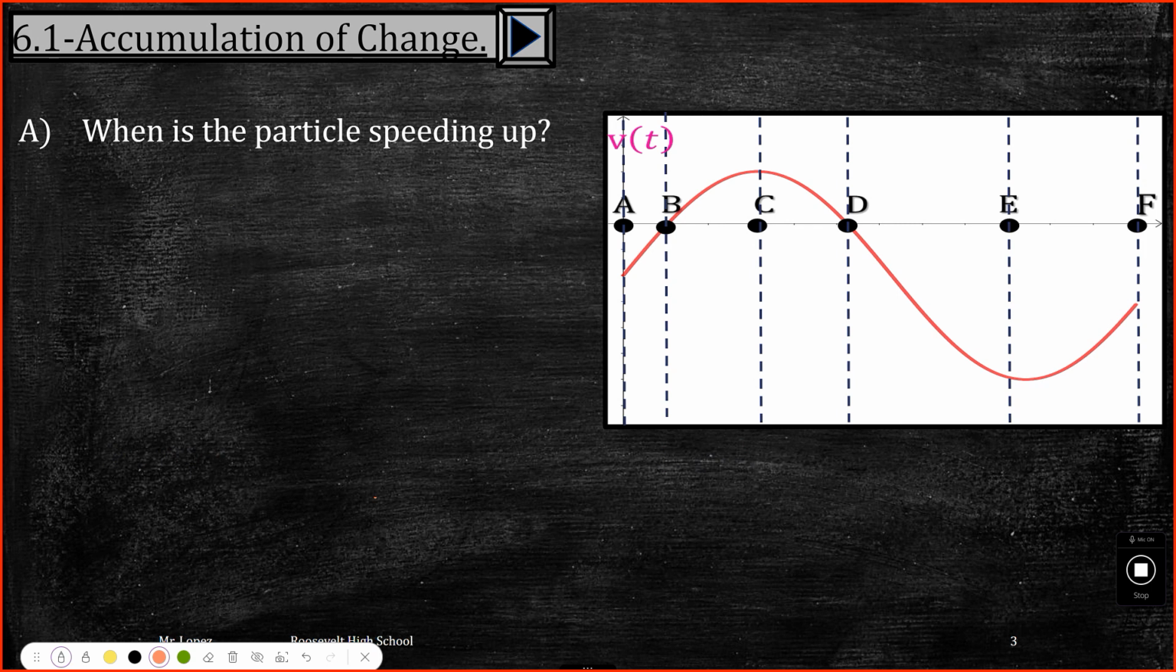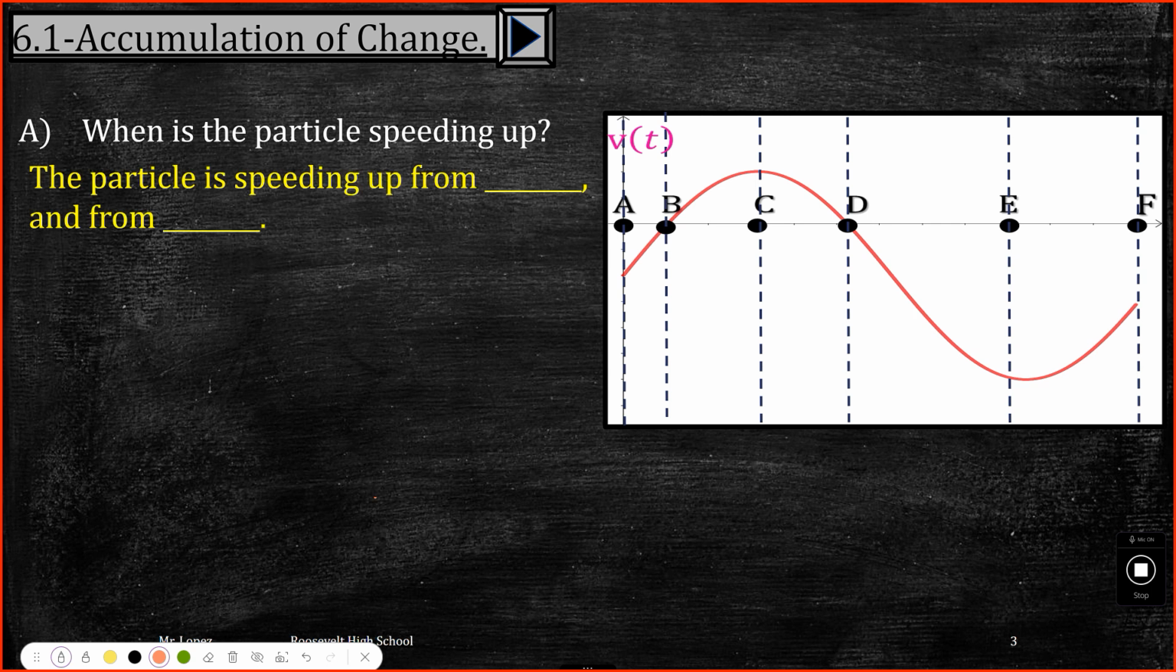And we are going to tie what was previously learned and remind you of what you should know already from chapter 5 about when a particle is speeding up, on what interval it would be speeding up, and why it would be speeding up if this is a velocity function. So to answer the question, the particle is speeding up from this letter to that letter, and from this letter to that letter.